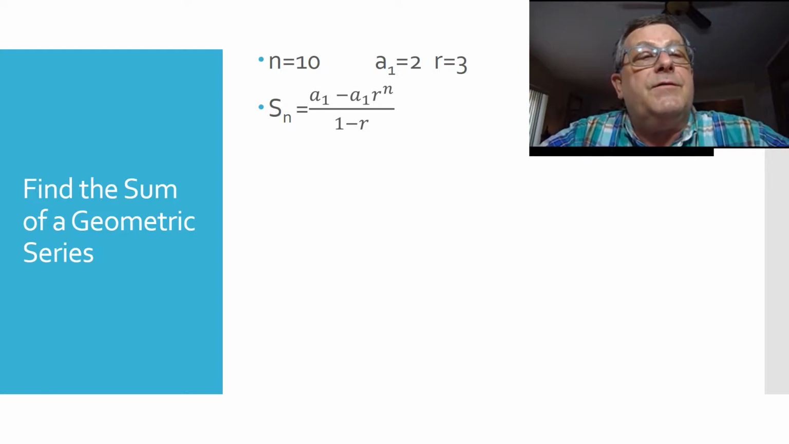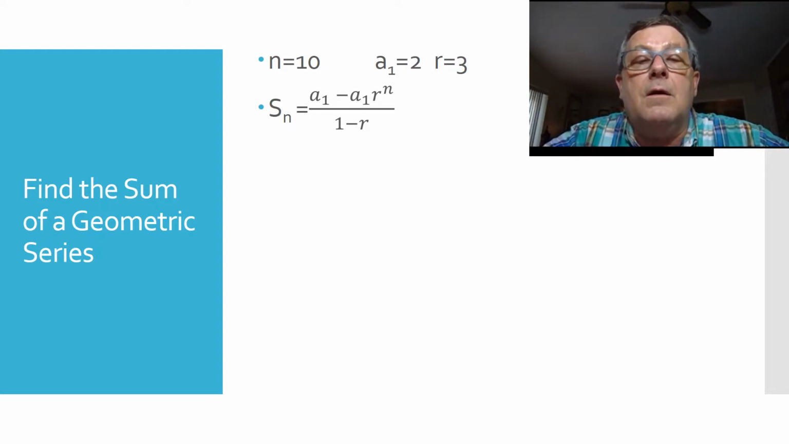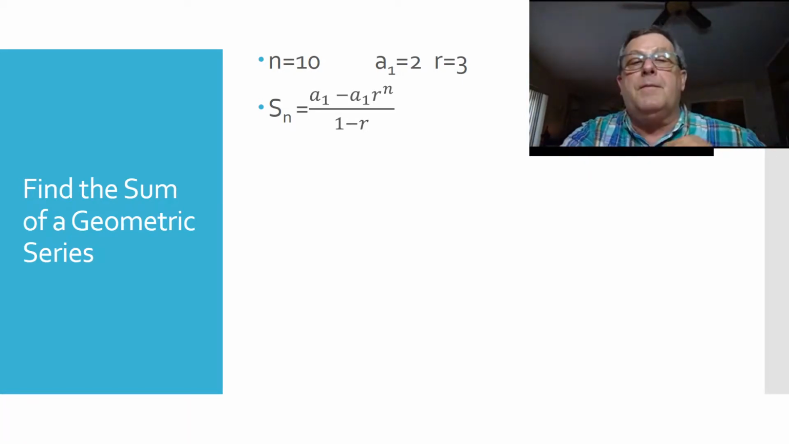Now, we've been given two potential formulas that we can use to find the sum of a geometric series. Sn, the sum of the geometric series, is equal to A1, the first number in the series, less A1 times R, the common ratio, raised to the power of n, over 1 minus R. This will allow us to find the sum. We've been given n equal to 10, A1 equal to 2, and R equal to 3.